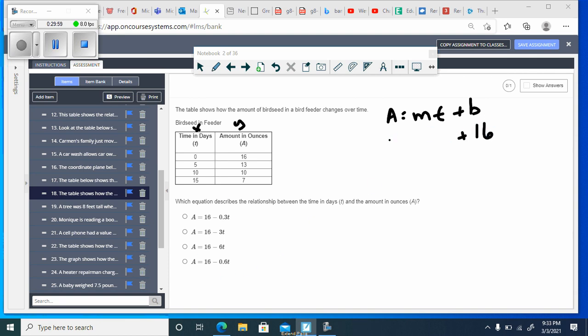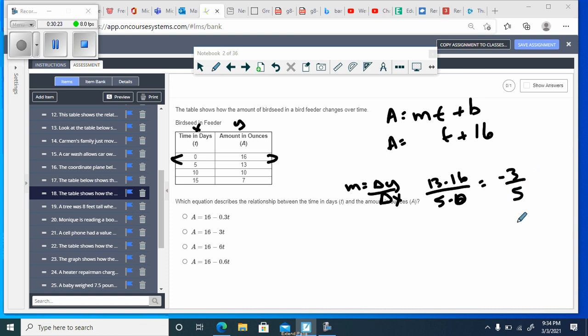We just simply need to find our rate of change. The rate of change, the m, is always change in y over change in x. All right, that would be 13 minus 16 over 5 minus 0. And that would give you negative 3 over 5. If you put that into a calculator, that's going to be negative 6/10. Okay? So you start with 16 and you're subtracting 6/10. There you go.